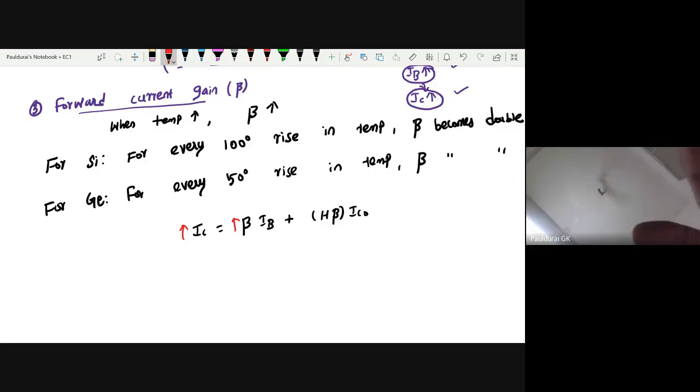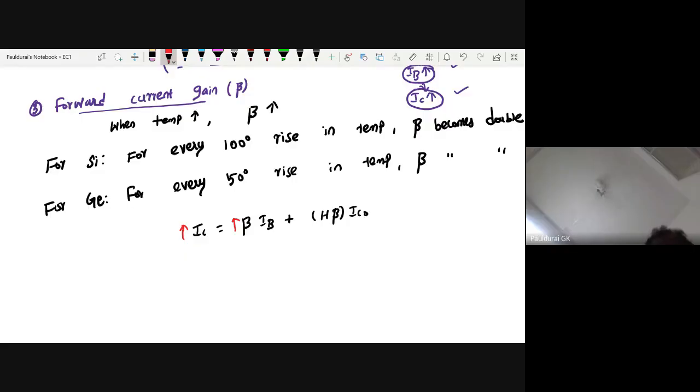The Q point will be shifted. If the Q point is shifted, what will happen? You never get undistorted output. You will get distorted output. Then you never get stable output. Then you will get unstable output. That's the conclusion. Okay. Now coming here, why silicon?